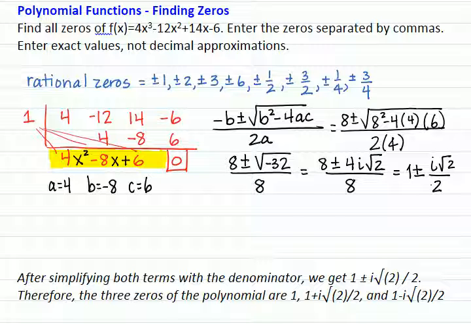Therefore, the three zeros of the polynomial are 1, 1 plus i square root of 2 divided by 2, and 1 minus i square root of 2 divided by 2.